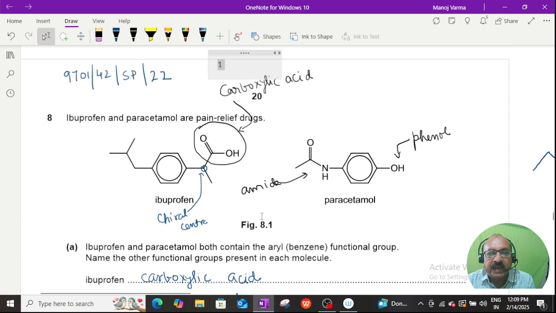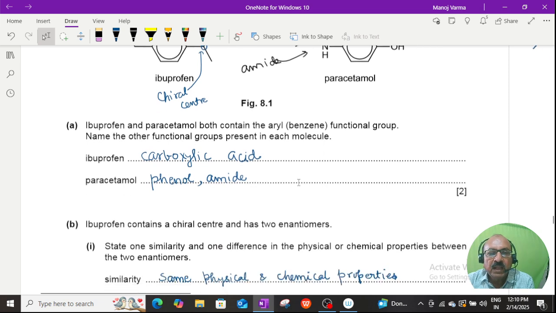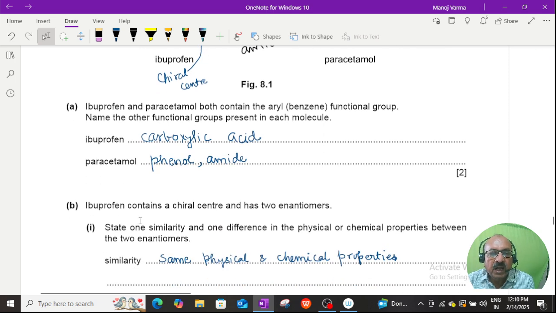So let's look at the ibuprofen molecule. We can say that this is the benzene ring, this is the hydrocarbon part. So this is not the functional group. We can see this functional group, which is the COOH, which is the carboxylic acid. In paracetamol we find the phenol group and we find the amide group. So that's the answer. Let's go to the next question.